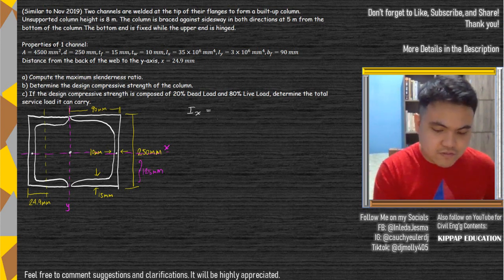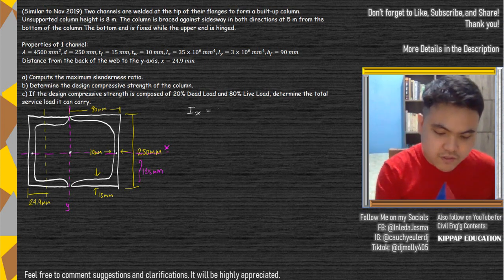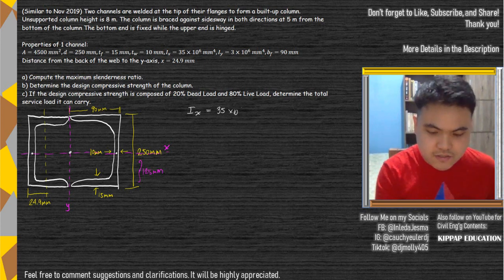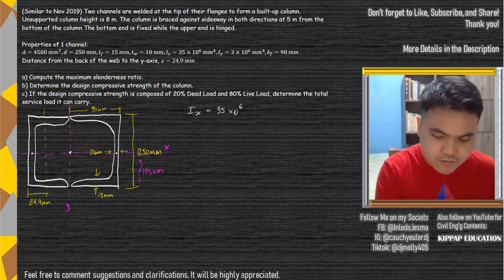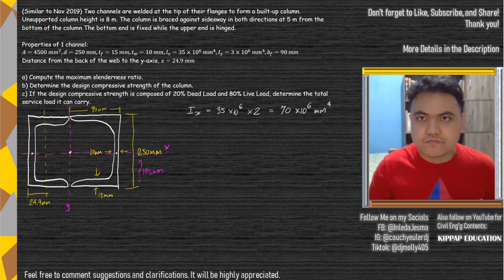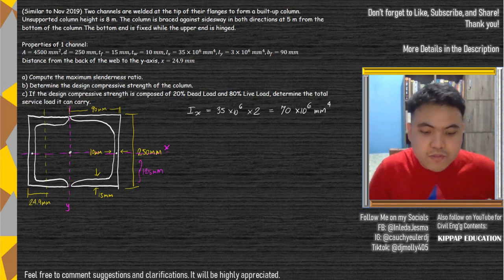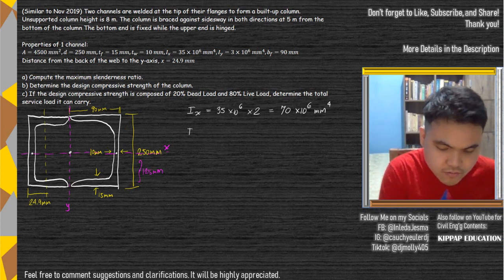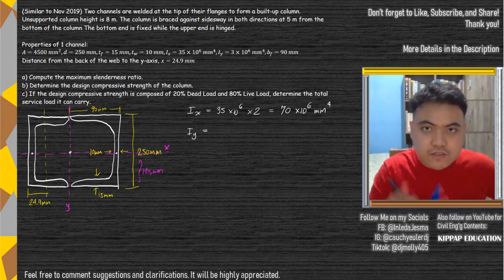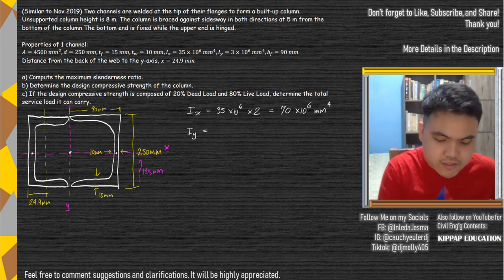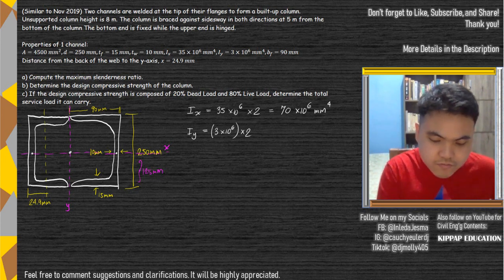So, di kailangan, no? So, technically, ang ilalagay lang natin sa ating IX ay 35 times 10 raised to 6. Tapos, since dalawa sila, times 2. So, the answer for IX is 70 times 10 raised to 6 millimeter to the fourth. Now, let's have the moment of inertia about the y-axis. So, IY, add agad natin yung centroidal moment of inertia ng dalawang channel. We have 3 times 10 raised to 6. Tapos, since dalawa sila, di times 2.